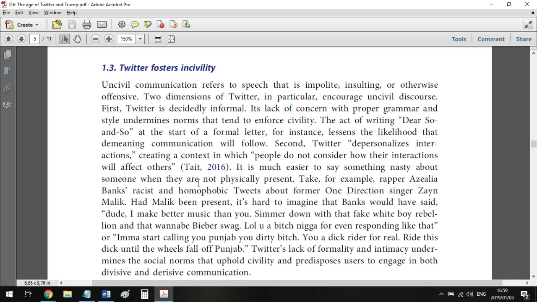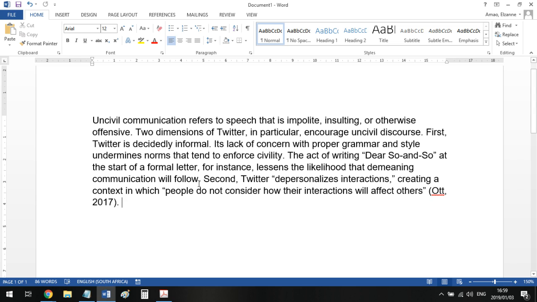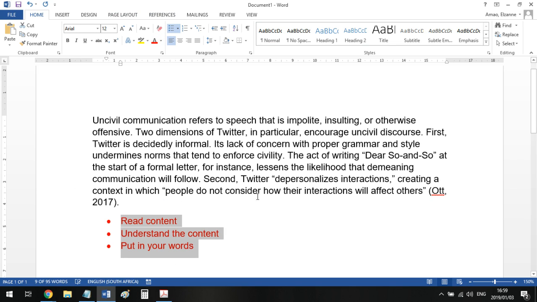When you want to take someone else's idea and submit it into your assignment, it's very important that you paraphrase. Now, how do we paraphrase? Let's look at that paragraph in question. When you paraphrase, you have to read the content, understand the content, and put it in your own words. These are the most important aspects relating to paraphrasing.